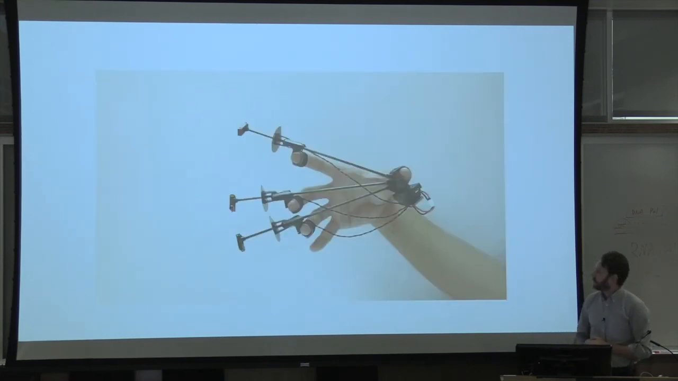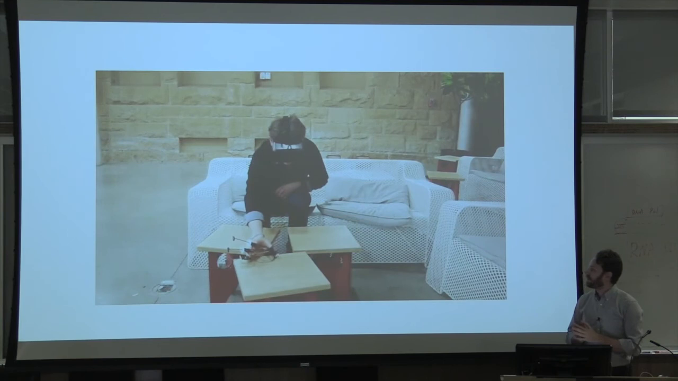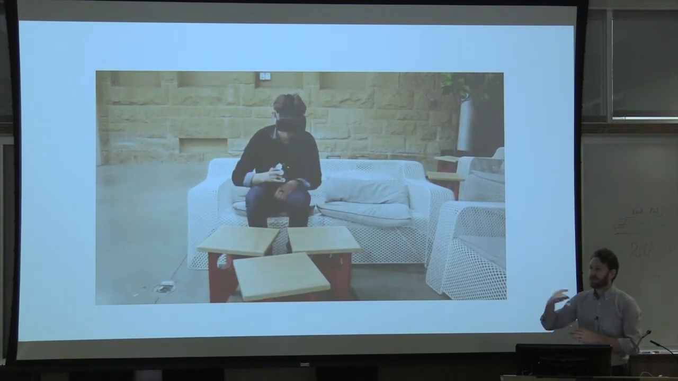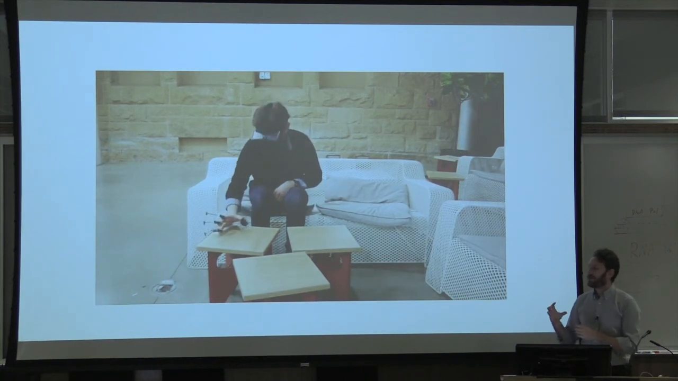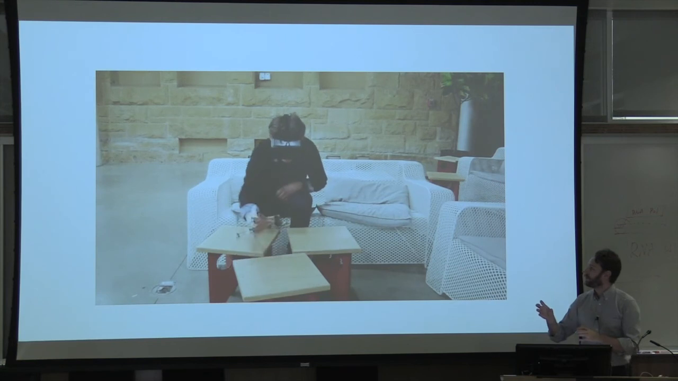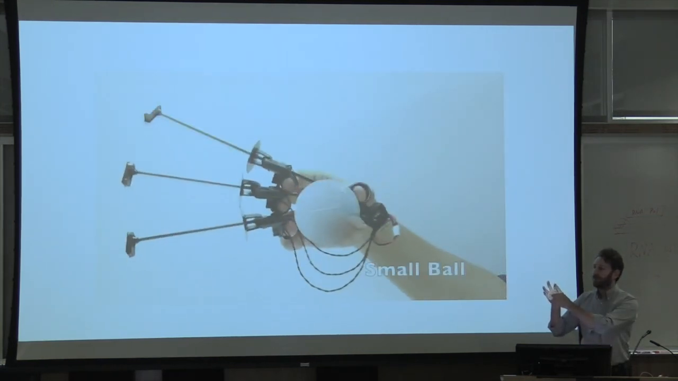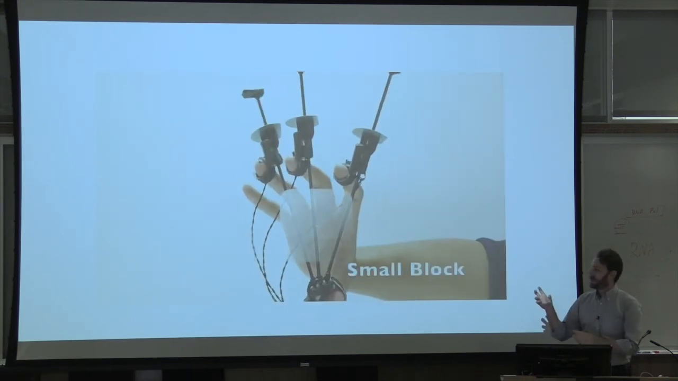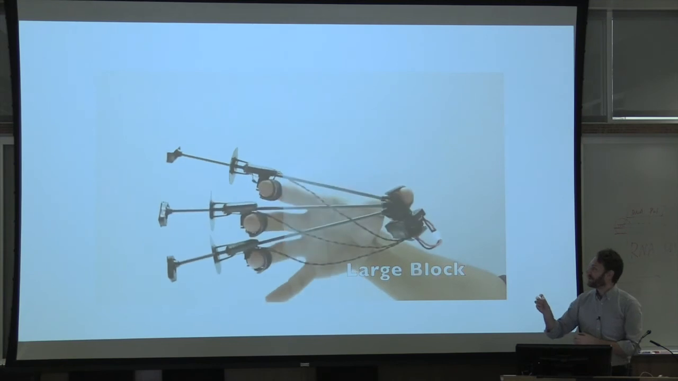So we created this low-cost wearable haptic device called Wolverine, which Inrak Choi is the lead inventor of, who's presenting next week at the IROS Robotics Conference. Basically, the main idea is that we want to simulate grasping of virtual objects in virtual reality. We render forces directly between your finger and your thumb to support this precision type of grasp, or pad opposition grasping.